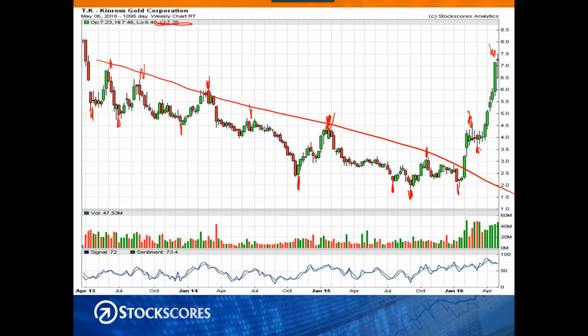Okay, so to this point, all you need to understand is that we have little peaks and valleys on the chart, and you need to be able to see them.